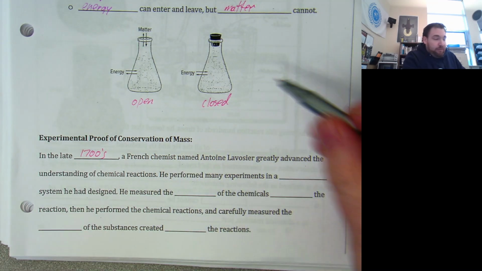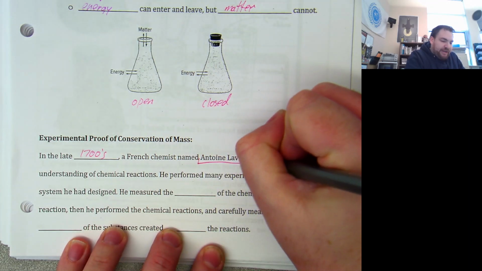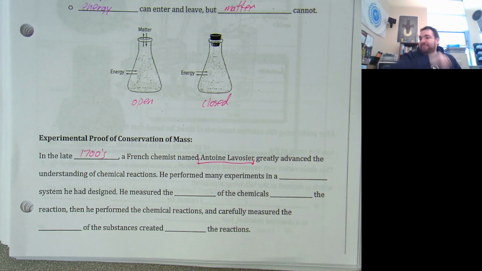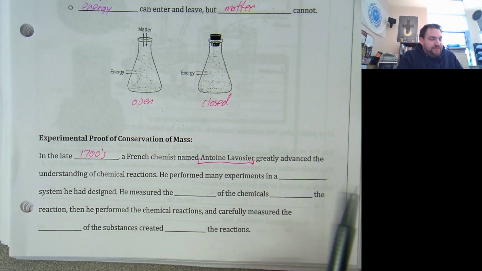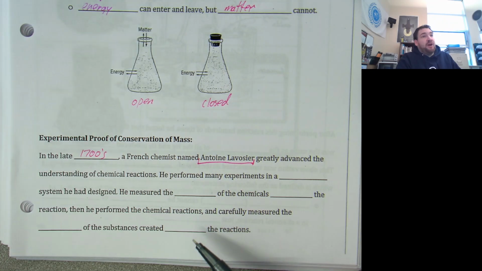A French chemist named Antoine Lavoisier, very important name in the history of chemistry, greatly advanced the understanding of chemical reactions. Before him, no one had decided to sit down and take the time to do what he did. He performed a bunch of experiments. One experiment he repeated a whole bunch of times, and that's the one that we're going to talk about.